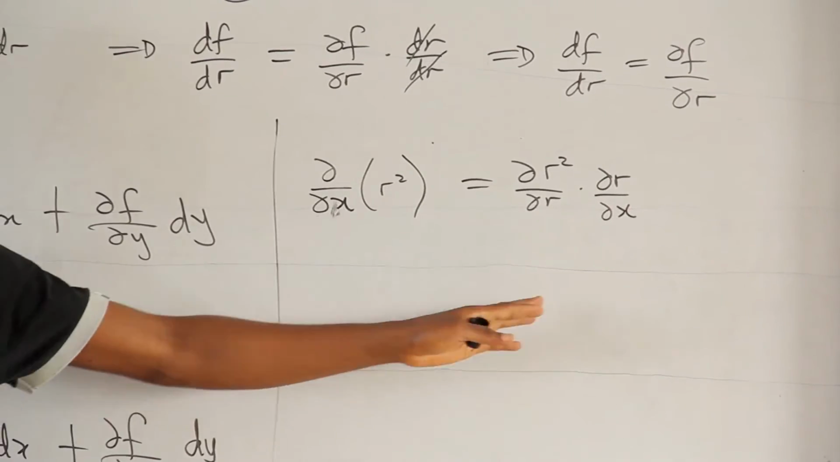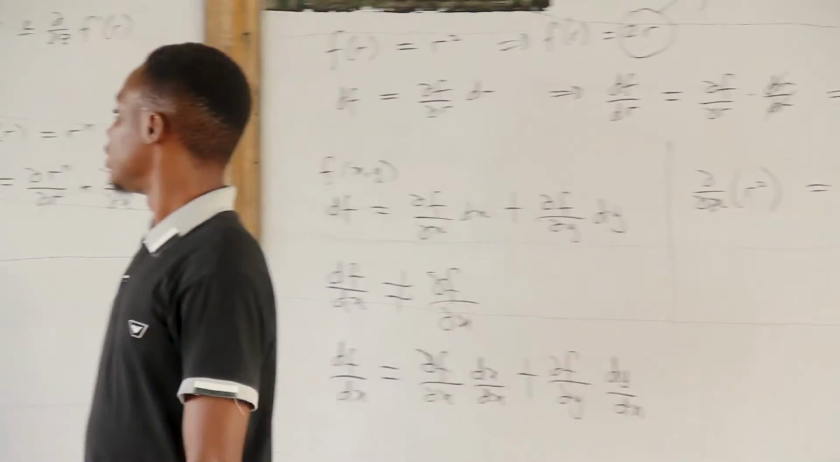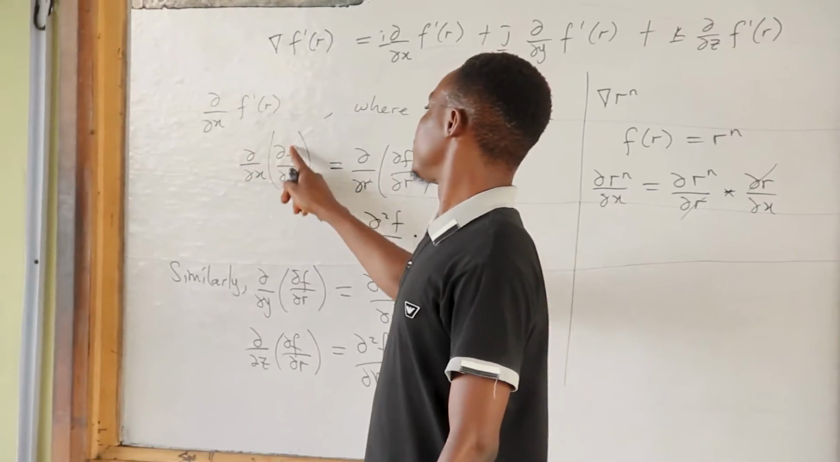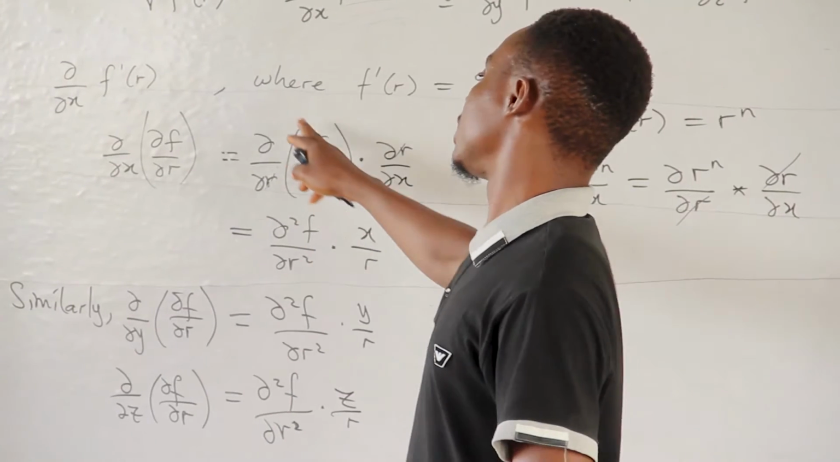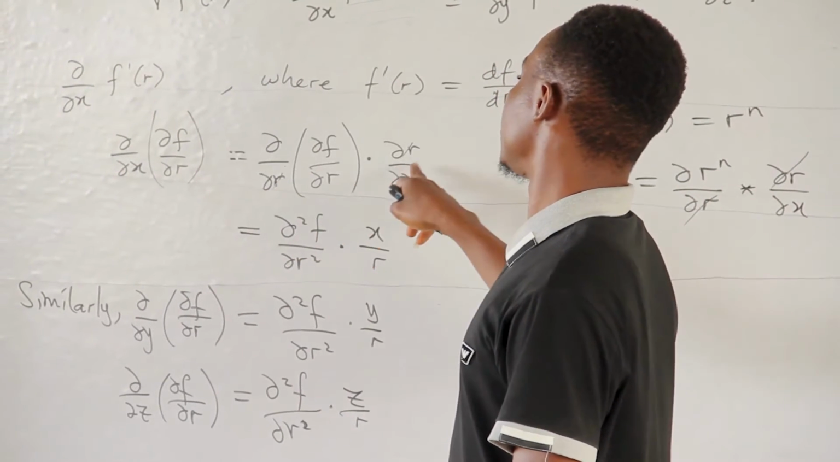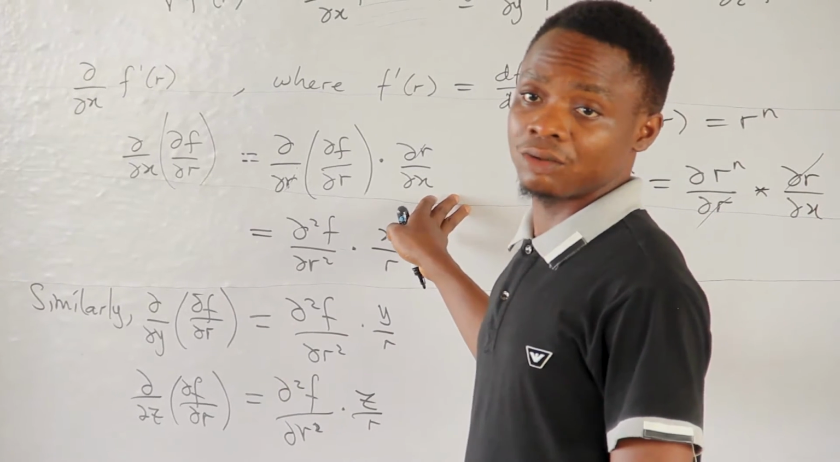I'm differentiating with respect to x, so I'm going to use the product rule to relate that. It's the same thing we have done here. This is a function of r. I want to differentiate with respect to x. I'll differentiate it first with respect to r, then multiply my result by del r del x. Is it clear? Do you understand this now?